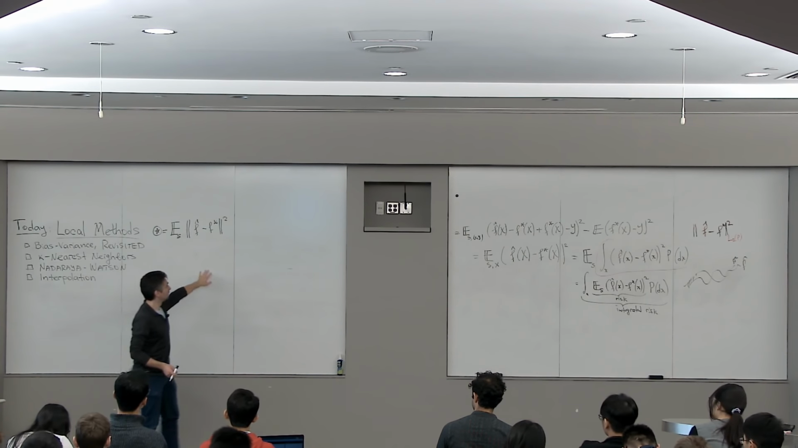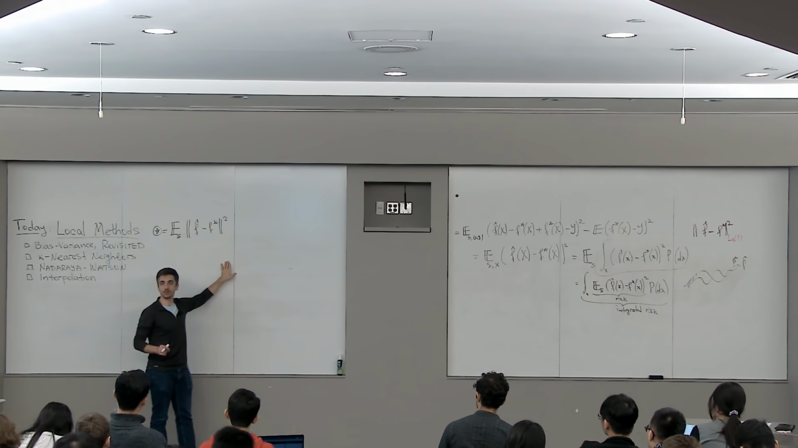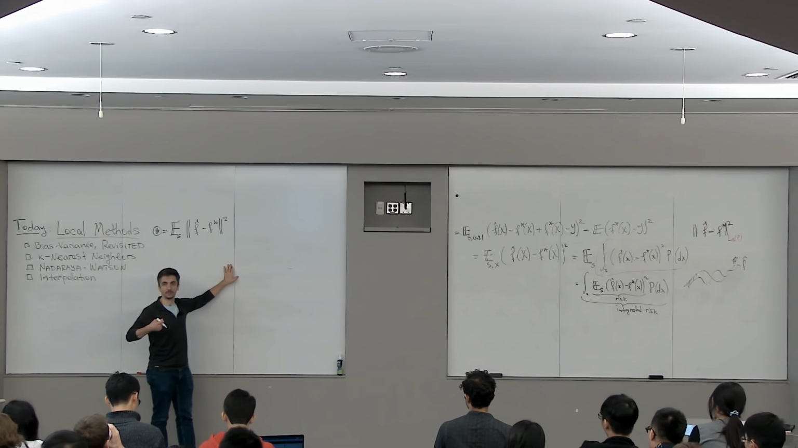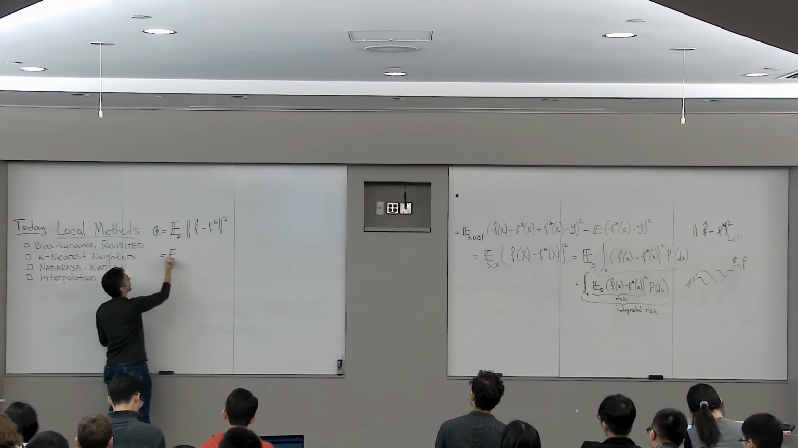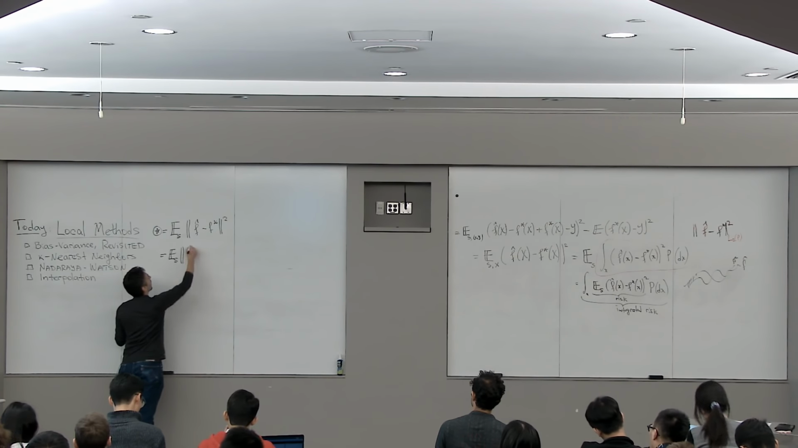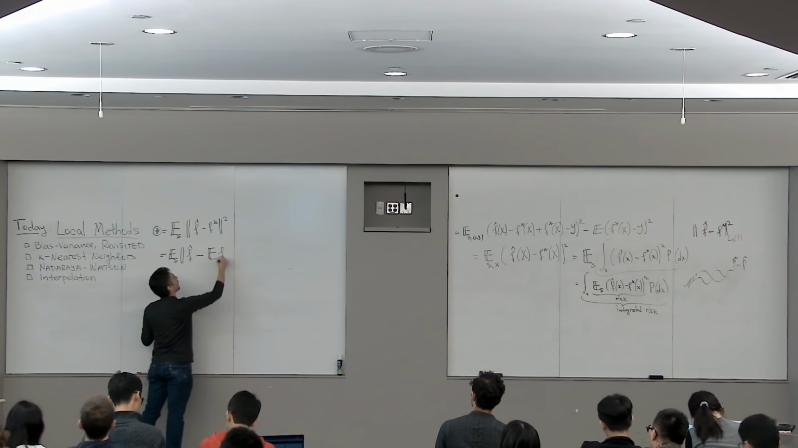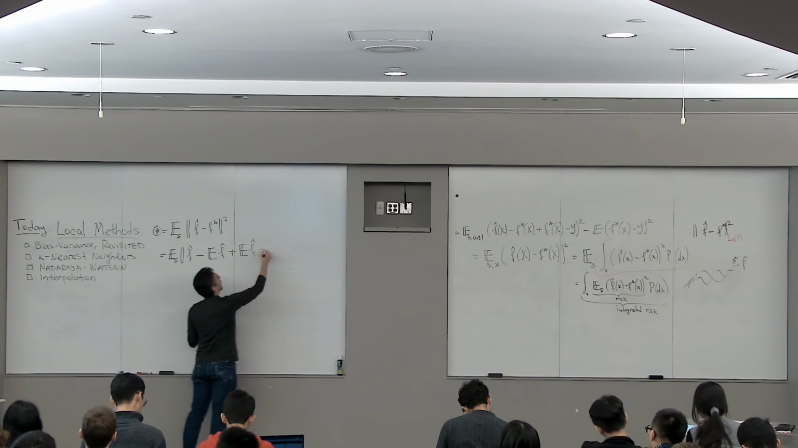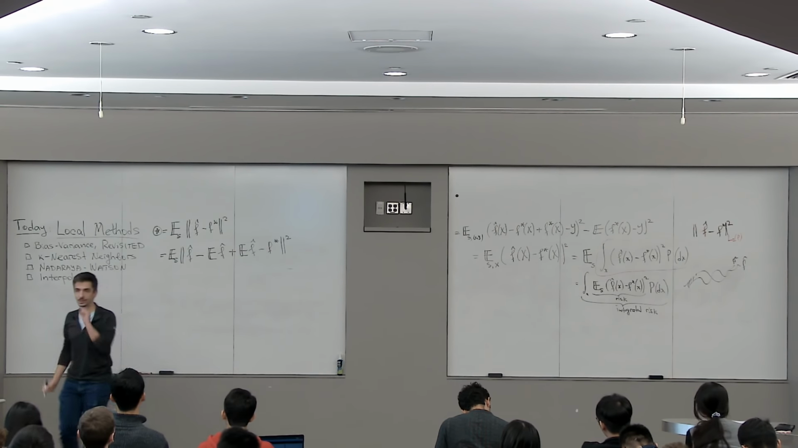So as before, remember I added and subtracted L of f star. I'm going to add and subtract something else. But what I'm going to add and subtract depends on my estimator, or it depends on my f hat. So I'm going to add and subtract the following quantity: I'm going to look at f hat minus the expected f hat, and then plus expected f hat minus f star. And that will give me a bias-variance decomposition.